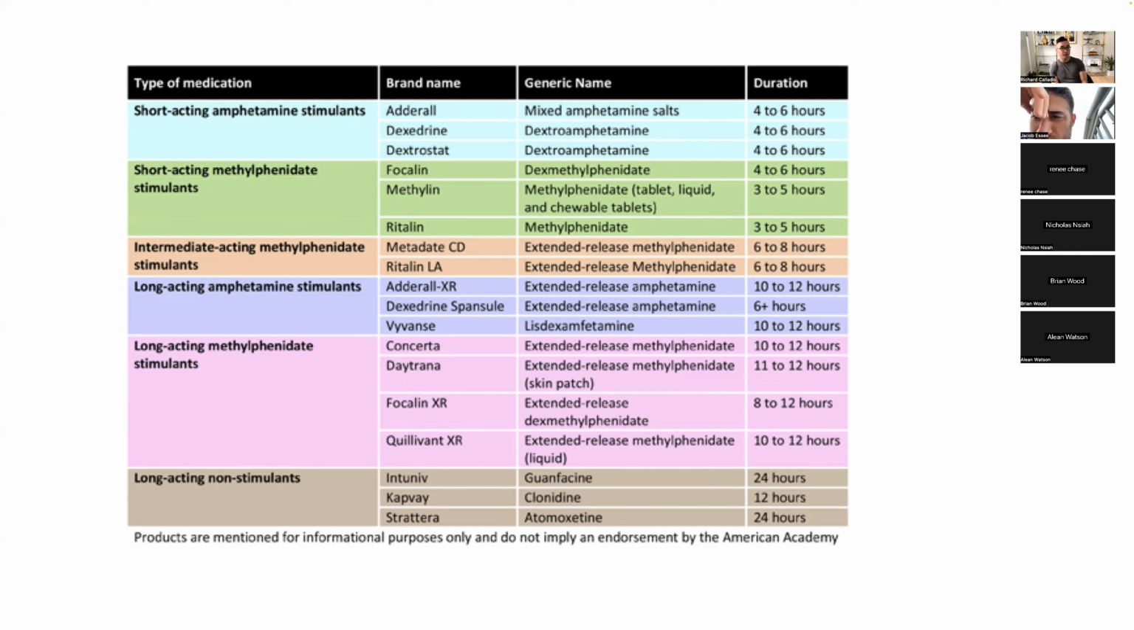There's something called Jornay, which isn't here anymore, but it works very long. You take it the night before, you go to sleep, and then it kicks in when you wake up. I've never prescribed it before, but the rationale is, how do you get a kid who's grumpy in the morning to wake up and take their medications? You give it to them when they go to sleep.